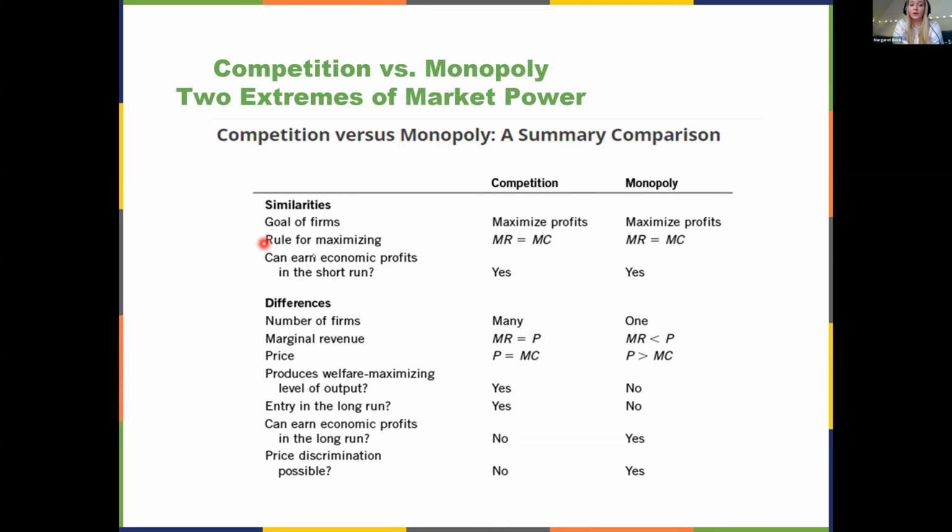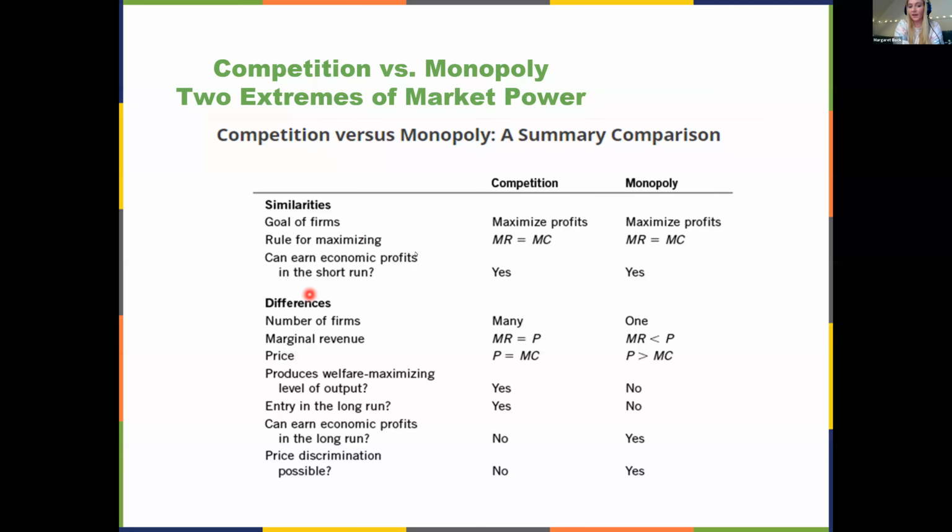And the rule for maximizing these profits is choosing a quantity where marginal revenue is exactly equal to marginal cost. So again, it doesn't matter if we're talking about perfectly competitive firms or monopolies. The way that these firms choose the quantity to produce is exactly the same. They want the money that they're bringing in from that unit to exactly equal how much it's going to cost that unit.